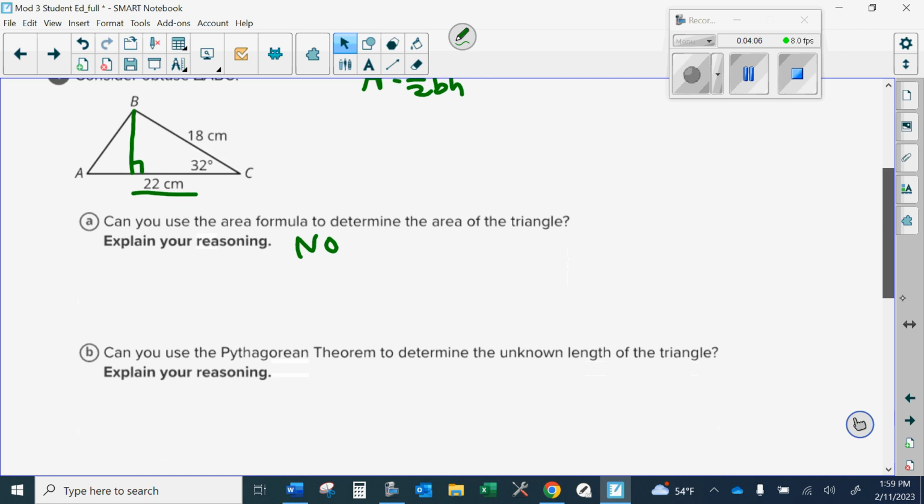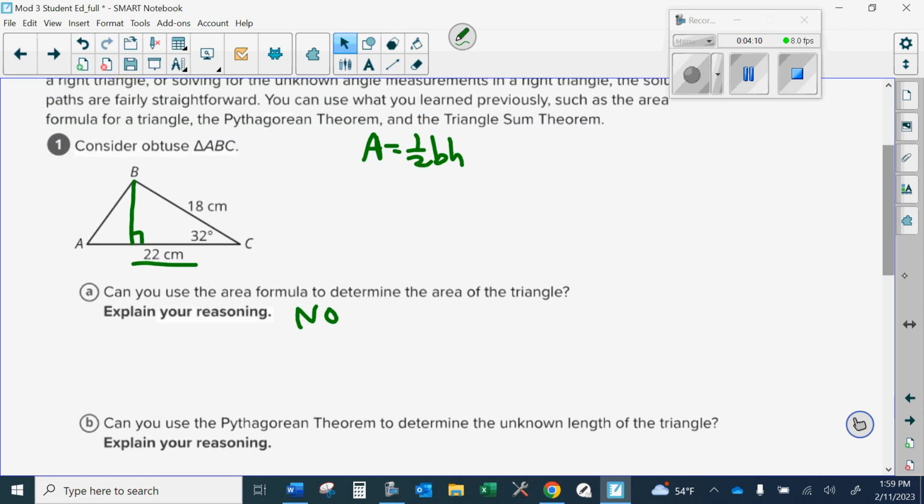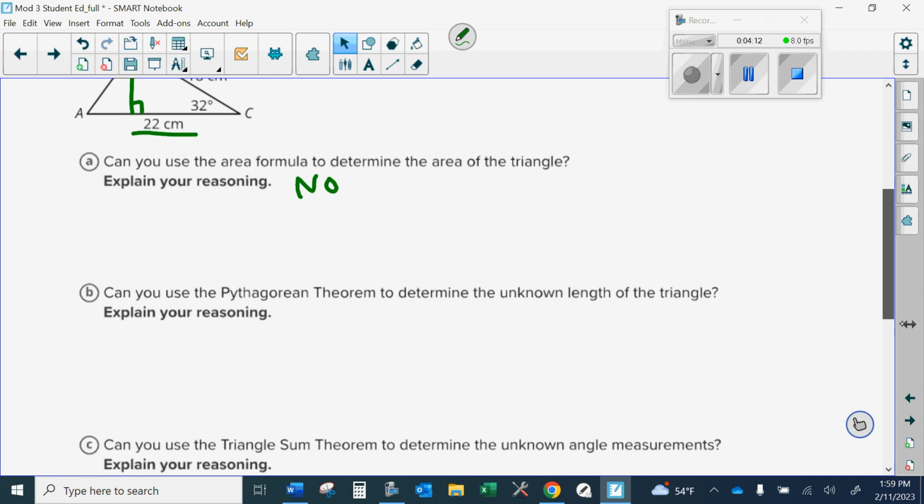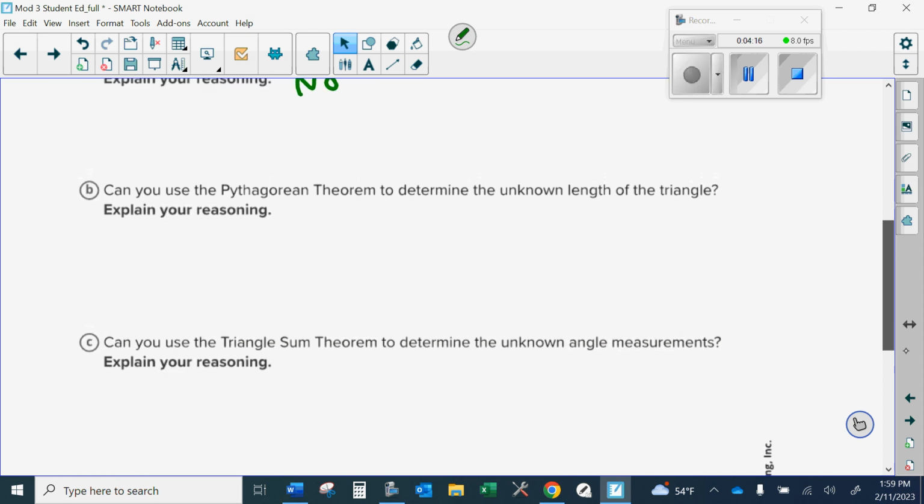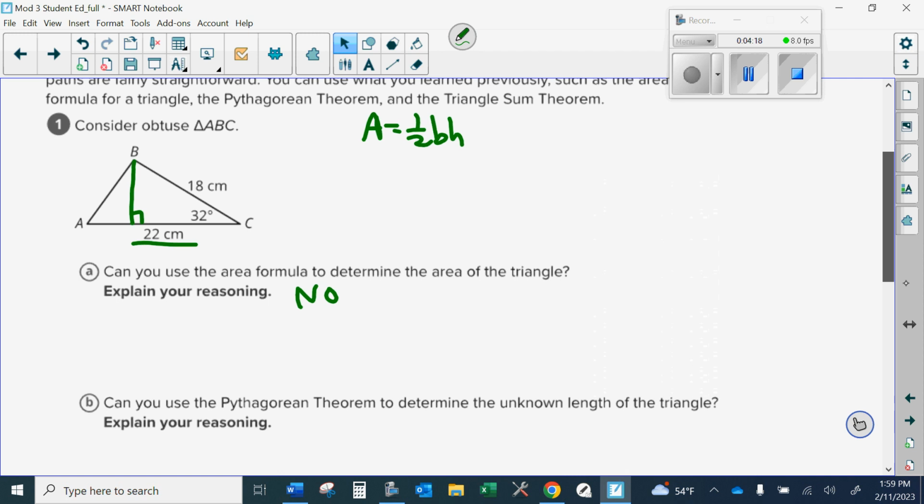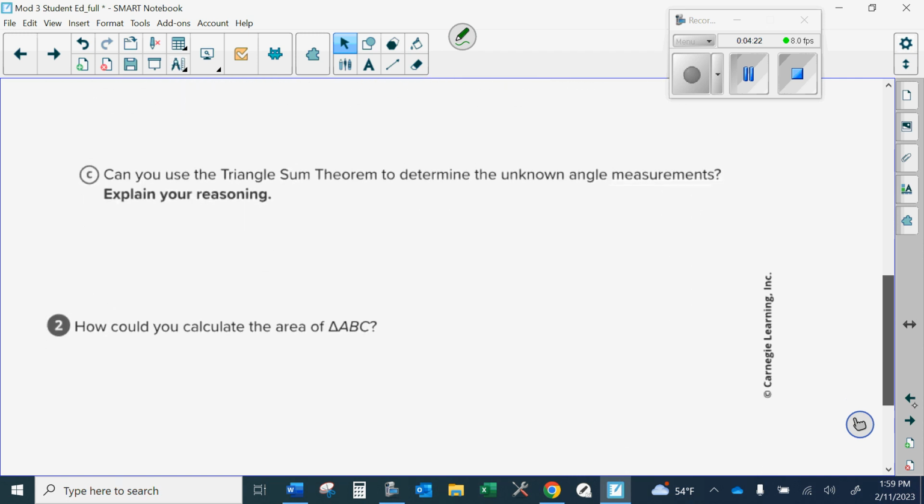Can you use Pythagorean theorem to find the unknown length? No, because it's not a right triangle. We don't know if it's a right triangle, so we can't. Can you use the triangle sum theorem to determine the unknown angle measurements? No, you have to have 2 of those in order to get the third one. We only have 1. How could you calculate the area of triangle ABC?